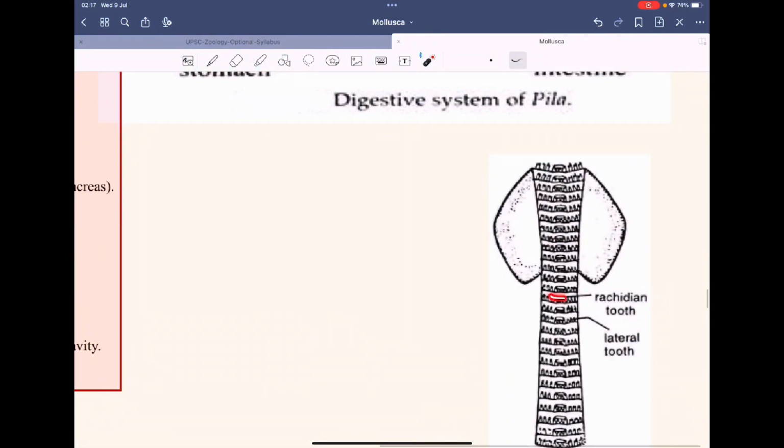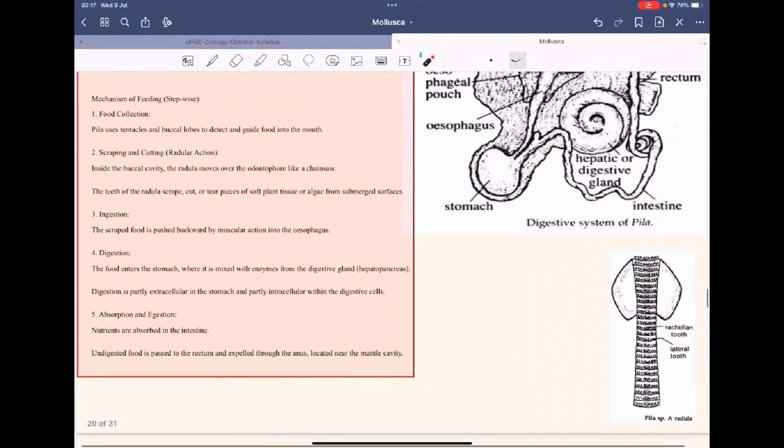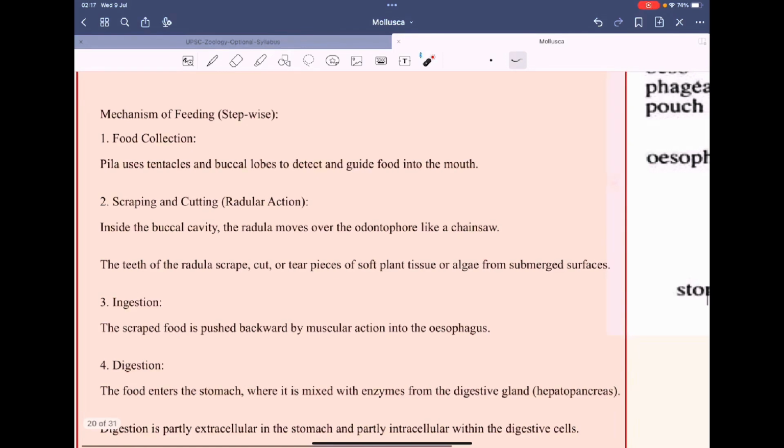You will see it has teeth-like structures, lateral tooth-like structures. The mechanism of feeding is that the food is collected through the tentacles and the buccal lobes firstly. After the food collection, the food will enter into the mouth. The food will be scraped and cut through the radula. Inside the buccal cavity, this radula will move over the odontophore like a chainsaw. So it will act as a scraping and cutting organ.